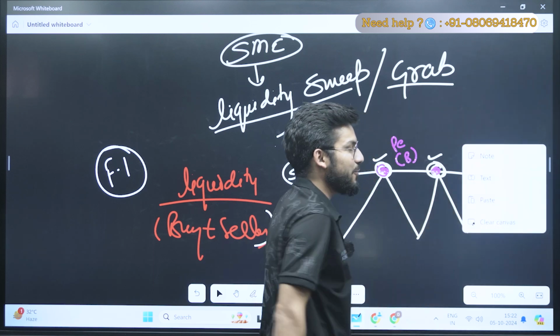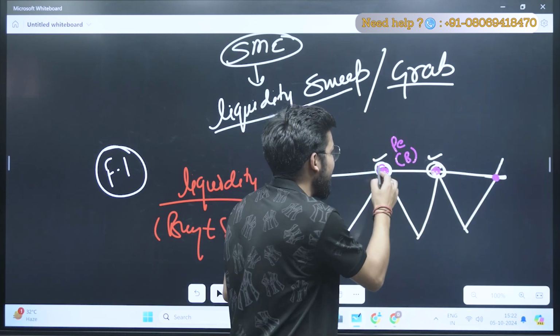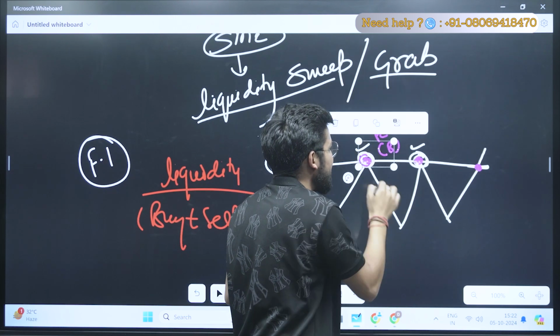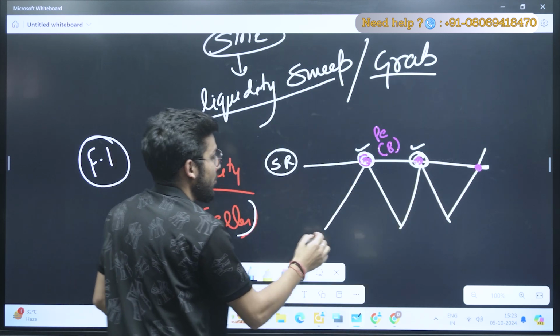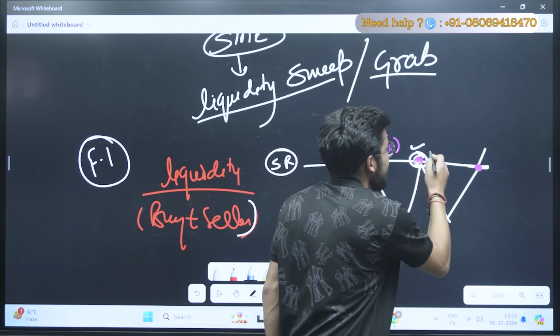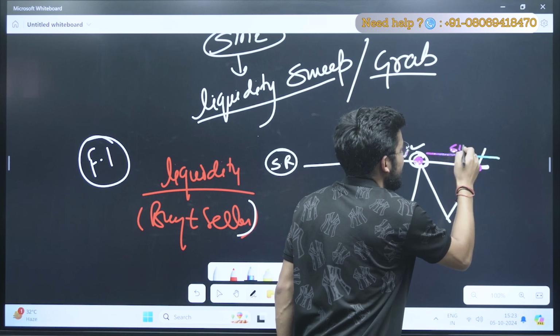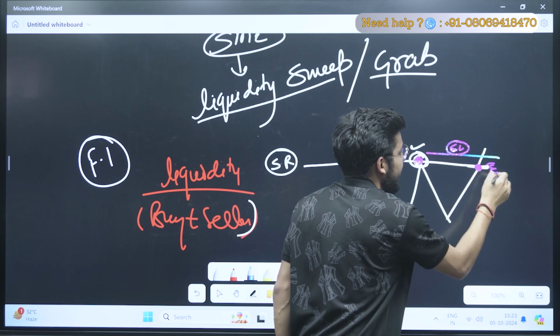Again when the market came here, right? There must be some sellers who have already bought put from this level and they have placed their stop loss somewhere here. So this is their stop loss and this was their entry point, right?